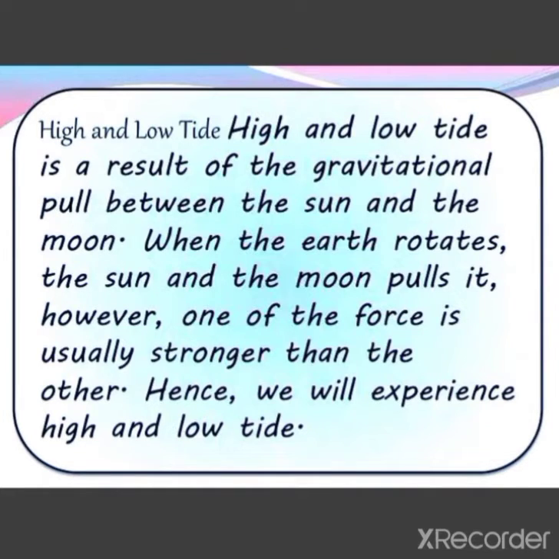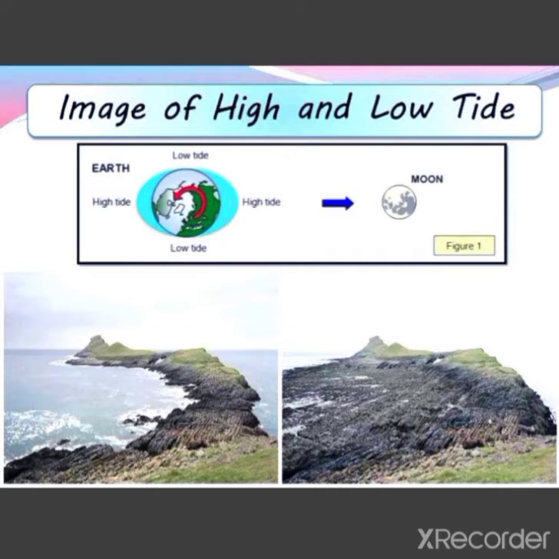The other effect is the occurrence of tides. High tide and low tide, and why this happens we will see. High and low tide is a result of the gravitational pull between the sun and the moon. When the earth rotates, the sun and the moon pull it. However, one of the forces is usually stronger than the other. Hence, we will experience high and low tide. Let us see the image of the high tide and low tide. You can see low tide here, high tide.